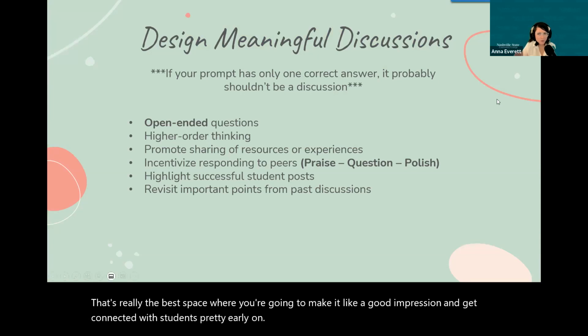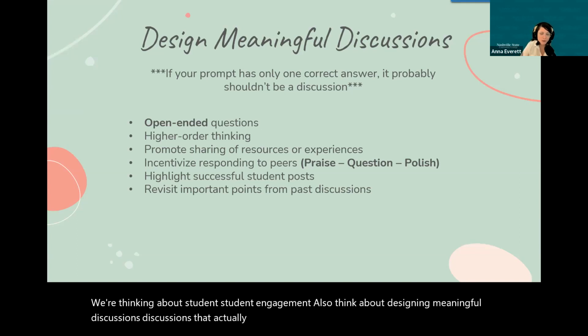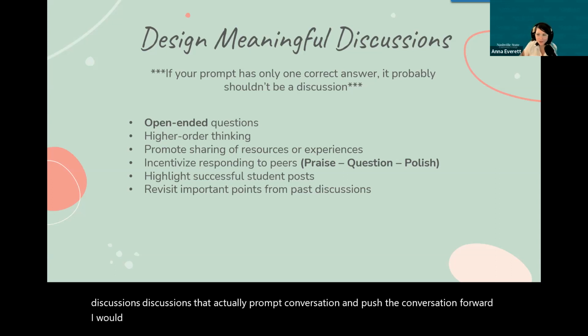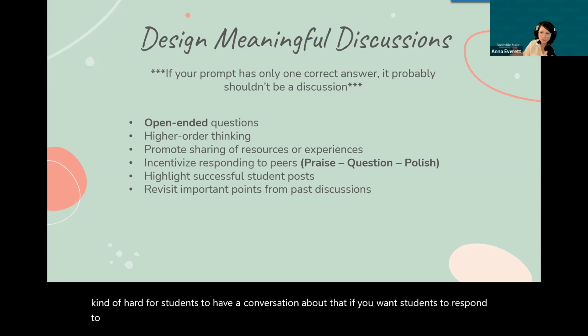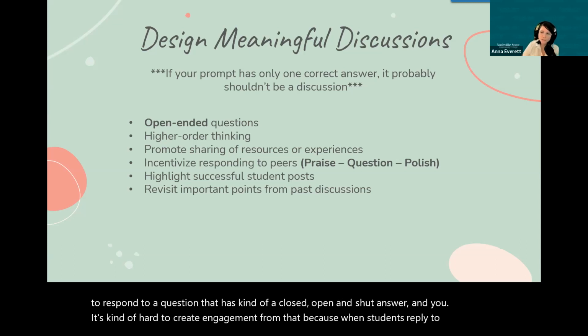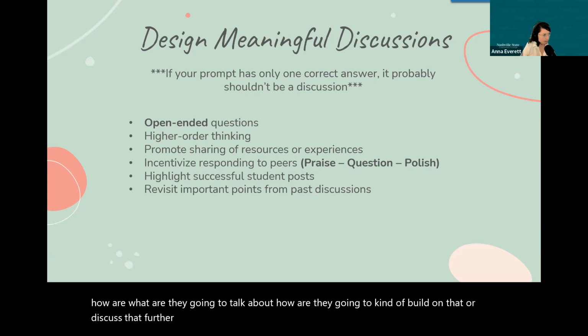When we're thinking about student engagement, also think about designing meaningful discussions that actually prompt conversation and push the conversation forward. I would say if your discussion prompt has one and only one correct answer, it's going to be kind of hard for students to have a conversation about that. If you want students to respond to a question with an open and shut answer, it's hard to create engagement from that, because when students reply to one another, what are they going to talk about? How are they going to build on that, or discuss that further? So just something to think about.